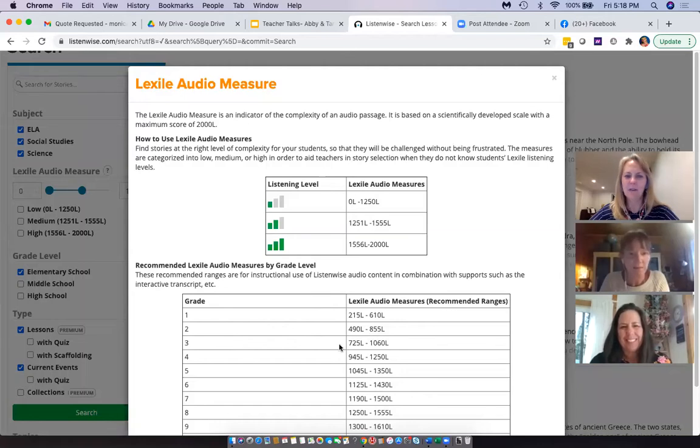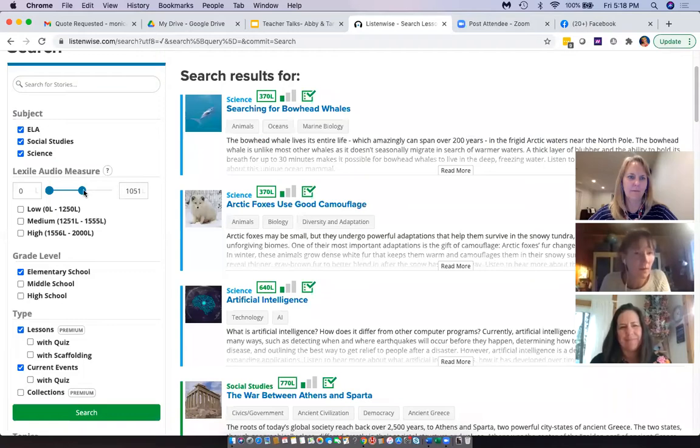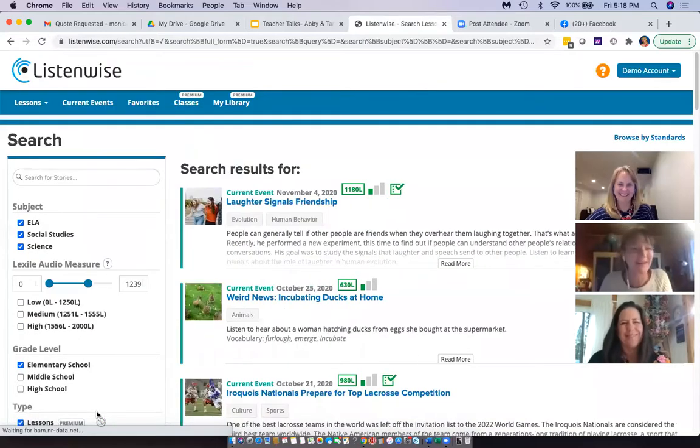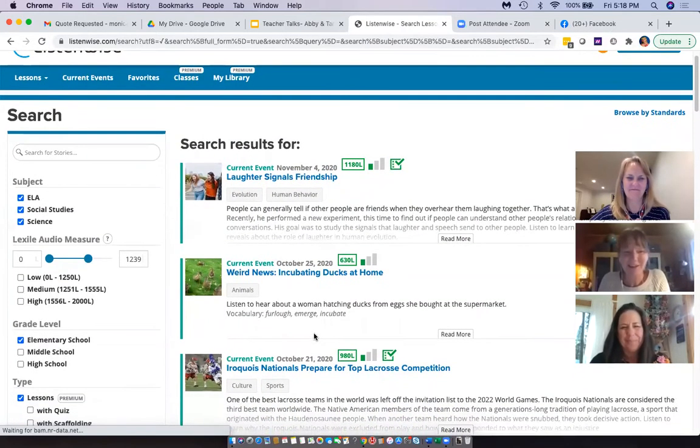Well, if we look here, you're teaching K through 4, right? 4th, yeah. So it could be as high as 1250. Yeah, so low. Okay. So, or you could slide the bar like this. Right. And that's actually a great feature. I didn't know that was there. Okay. Thanks, Monica.